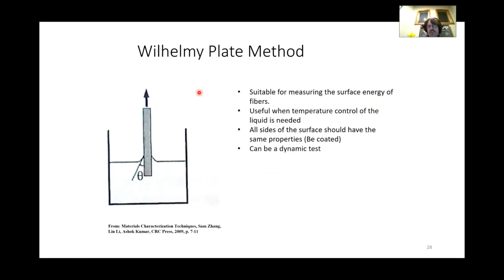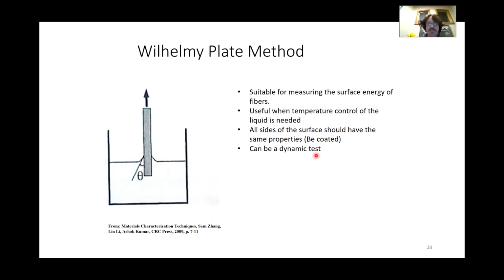Wilhelmy plate method. This is actually suitable for measuring the surface energy of fibers. You can dip a fiber into a liquid and pull it up so you get some surface tension, and then you can measure the angle theta of the surface tension. You're still measuring the angle within the liquid. This is also cool because you could use a beaker and actually control the temperature.